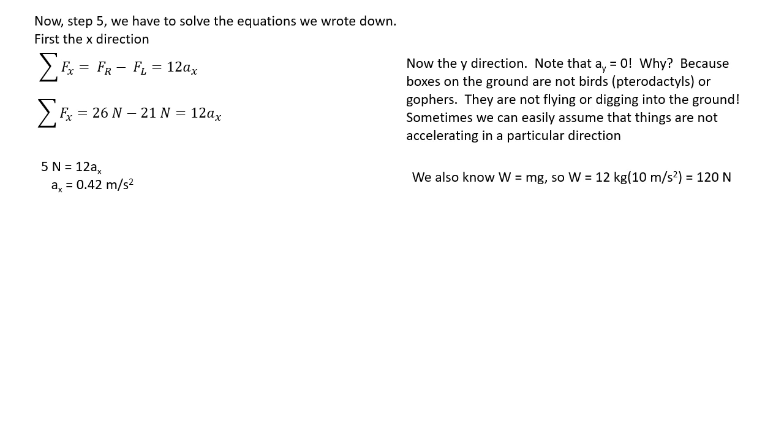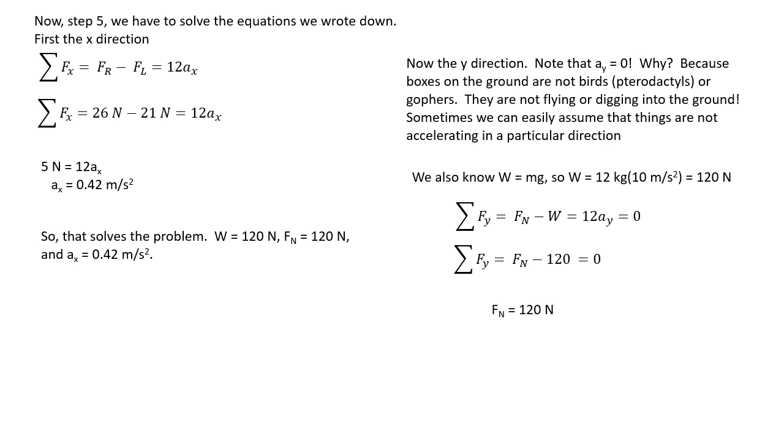We also know that weight is equal to m times g. So in this case, my weight is 12 kilograms times 10 meters per second squared, and that gives me 120 newtons. Here's my y equation from before, Fn minus W equals 0. So I get Fn minus 120 equals 0. That gives me my normal force to be 120 newtons. That solves the problem. My weight was 120 newtons. In this case, my normal force was 120 newtons, and my acceleration was 0.42 meters per second squared.